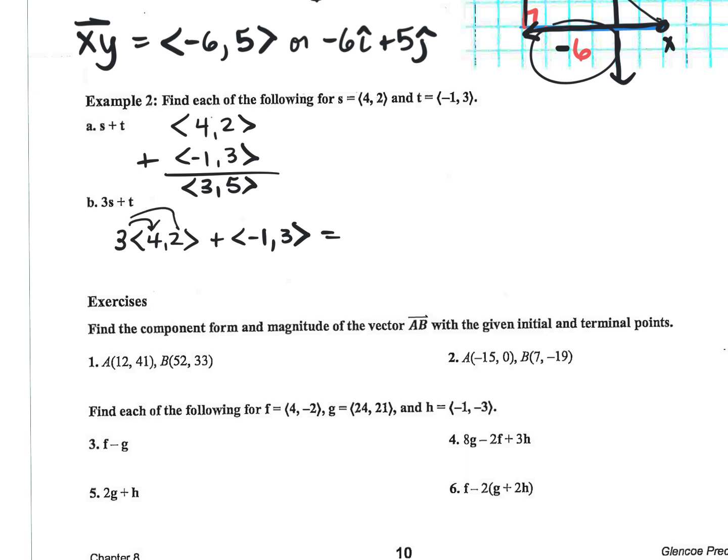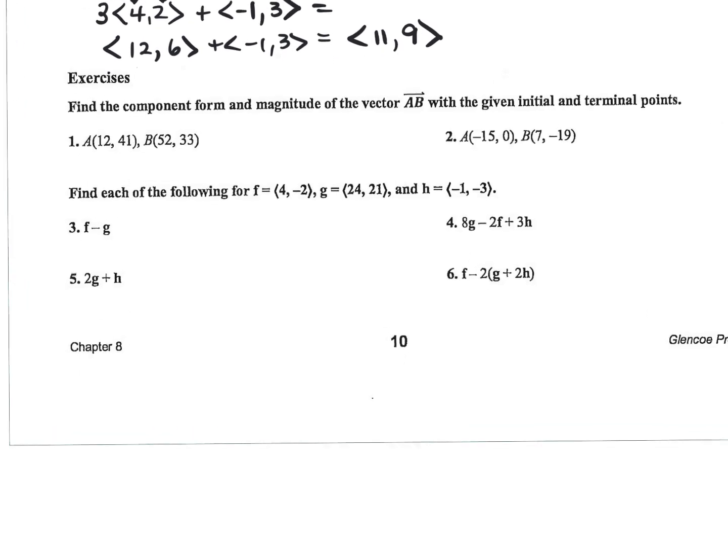This is distributive, isn't it? So we get what here? 12, 6 plus -1, 3 gives me what? 11, 9. Yeah. 11, 9. All right.